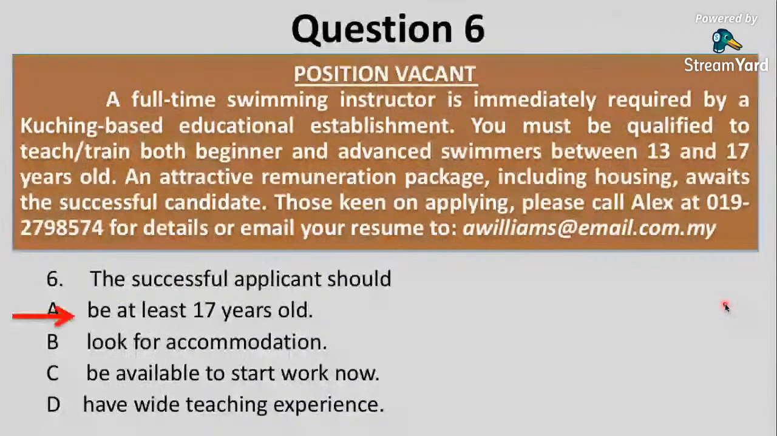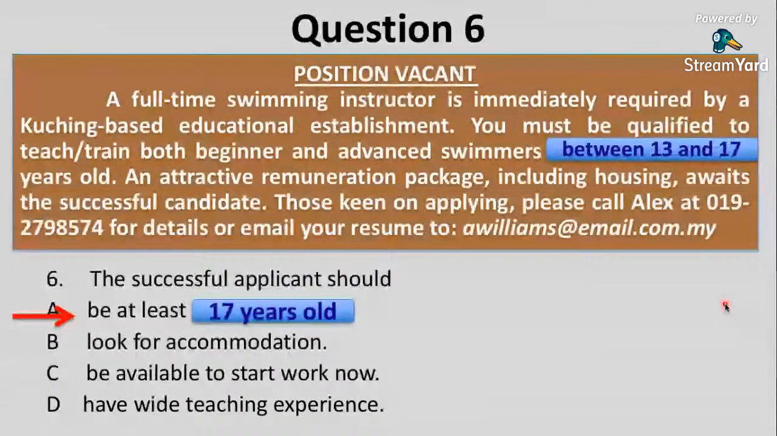So let's look at A first. Nobody answered A. Okay. So A is obviously wrong. It says be at least 17 years old. The keyword here is very obvious. You can actually be at least 13 years old to 17. So 13 to 17, it's not 17. So it's okay if you are 15 or 16 years old. So A is wrong. Let's look at D.